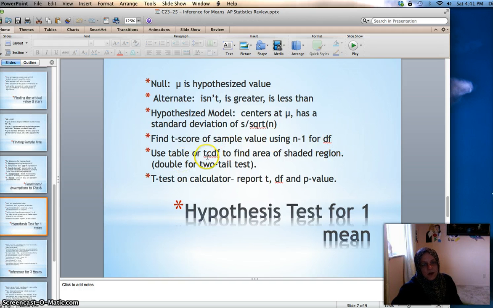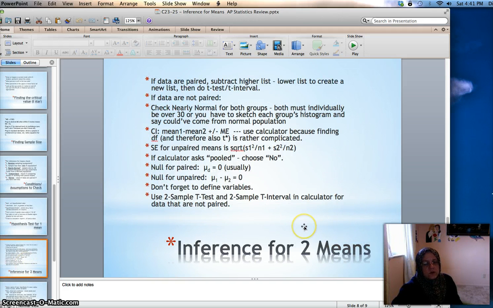Use a table to do that, or you can use tcdf in the calculator. For tcdf, you would put in the lower bound of the shaded region, comma, the upper bound of the shaded region, comma, the degrees of freedom. Don't forget to double it if you're doing a two-tailed test, otherwise you only have half of the p-value. Now on the calculator, it's called the t-test, and you would report the t-statistic, the degrees of freedom, and the p-value.